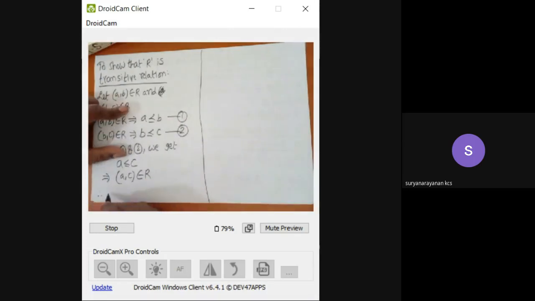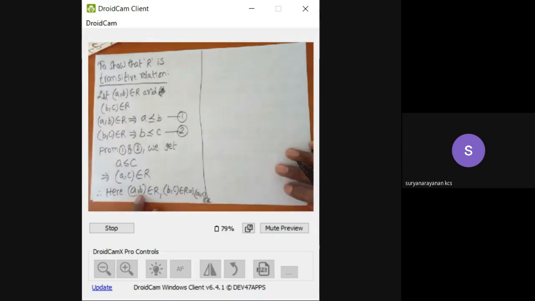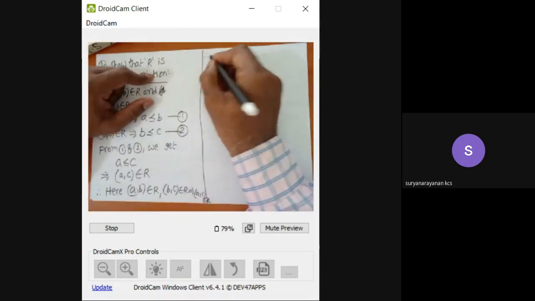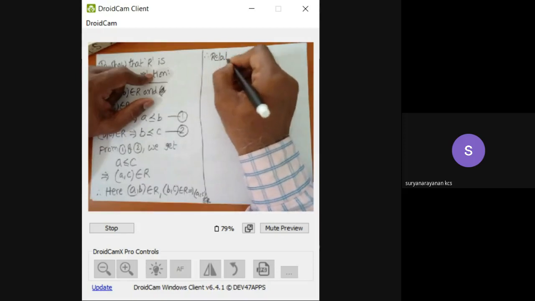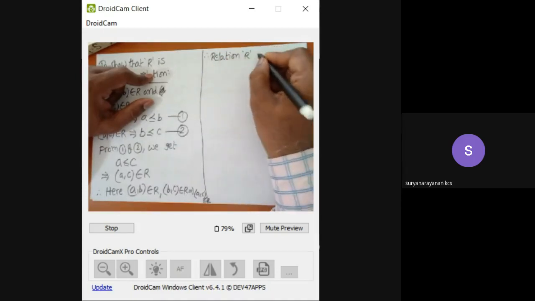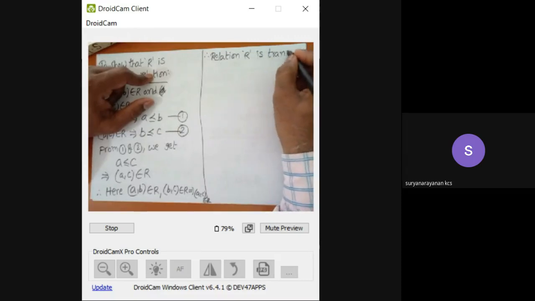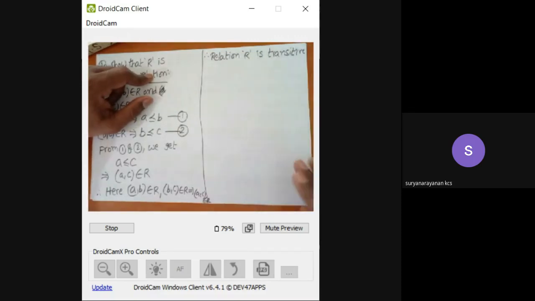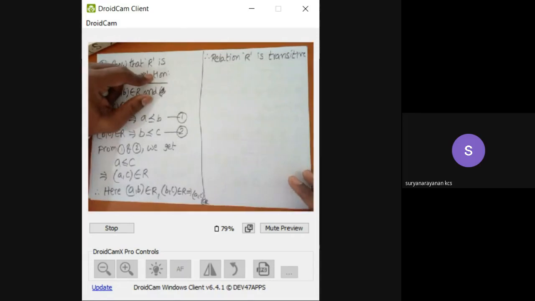Therefore, your answer x is equal to 1, right? Ordered pair A comma B belongs to R and ordered pair B comma C belongs to R implies that ordered pair A comma C belongs to R. Therefore, we conclude that relation R is transitive.